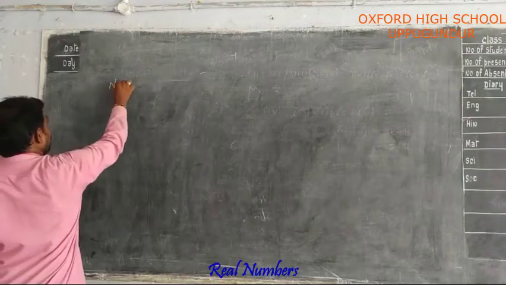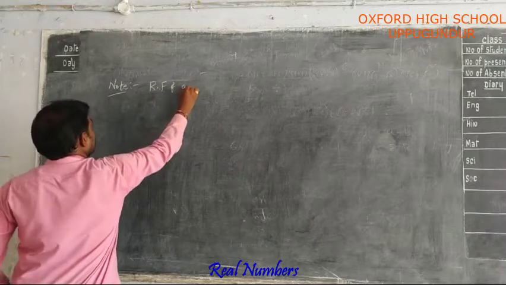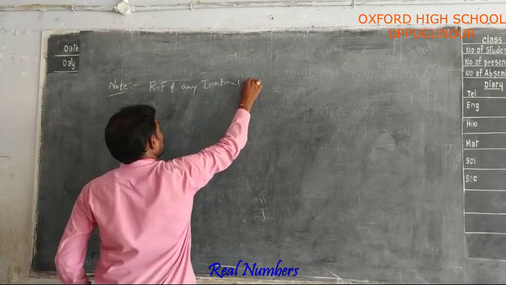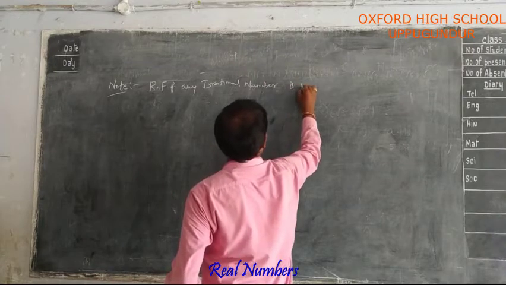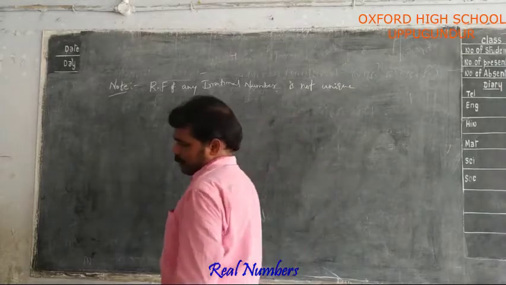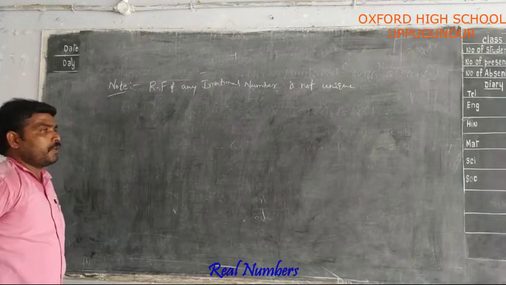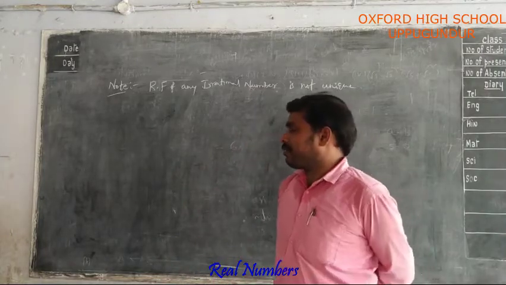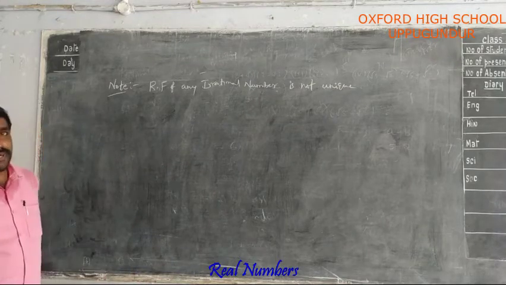Observe one note. What is that? The rationalizing factor of any irrational number is not unique. That means if you take any irrational number and want to write its rationalizing factor, we can't say that the irrational number has only one rationalizing factor.